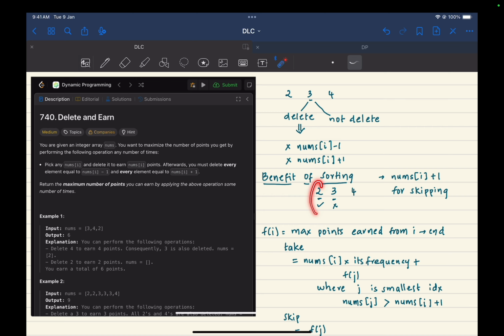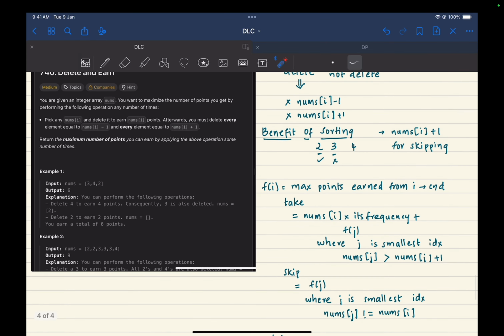If I choose to delete this particular element, that means I only have to look for the elements which are equal to nums[i] + 1 for the skipping. Because I only have to skip the numbers which are equal to nums[i] + 1 and all the elements are in sorted order, so I can only iterate in this direction and basically skip the elements which are equal to nums[i] + 1.